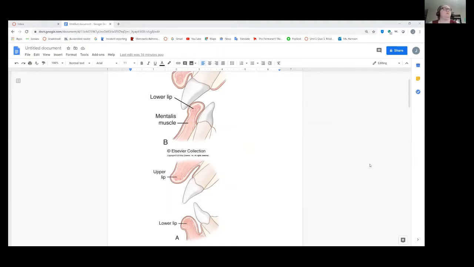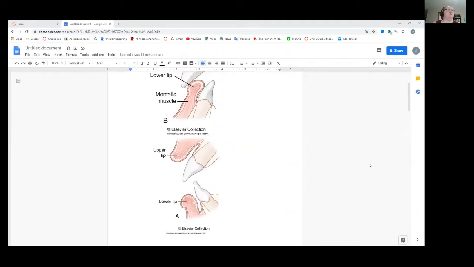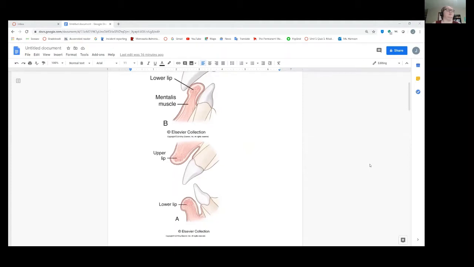And which one would be retrusion? A would be protrusion. Very good. Okay. And why, who said that? Shay, was that you? No. Zoe. Zoe, could you tell us what is it about A that tells you it's protrusion? Because of a lack of labial support from an upper lip that is too short.